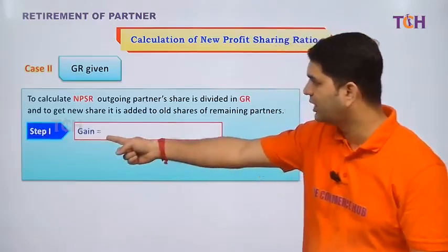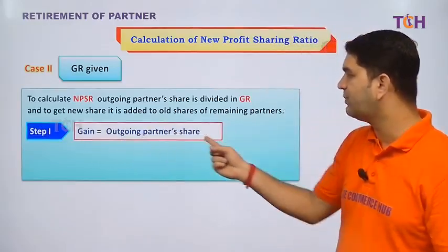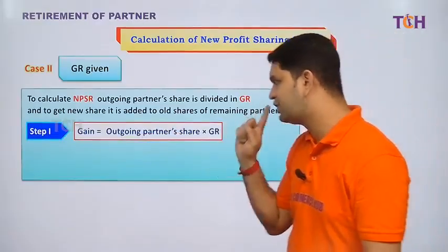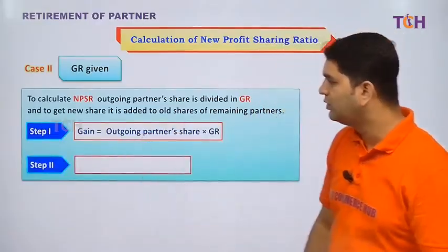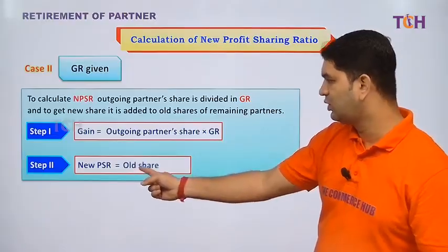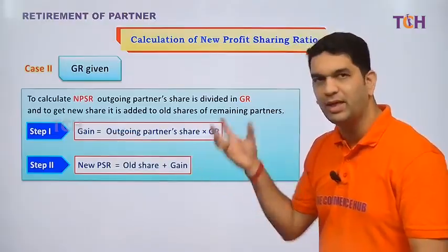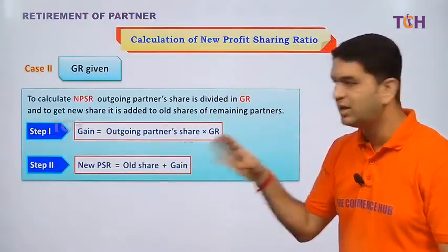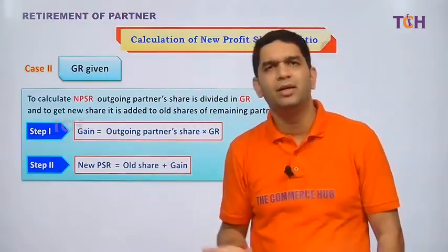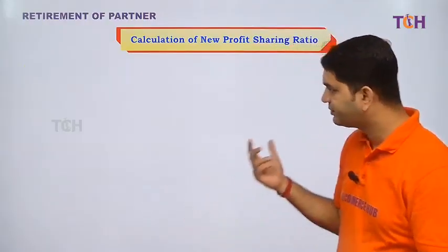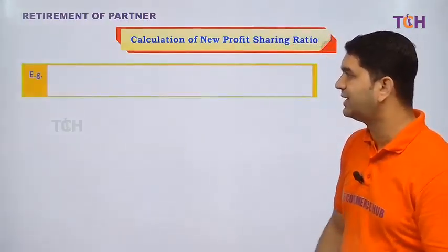Step 1, look at it. Gain is equal to outgoing partner share into GR, and then step 2 will be new PSR is equal to old share plus this gain. Okay, whatever gain they have made out of that outgoing partner's share, we'll add it to their old share, and they'll get the new share. As simple as that. So let us understand the example.